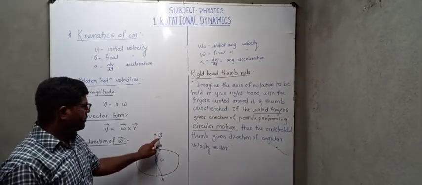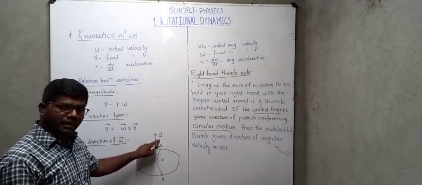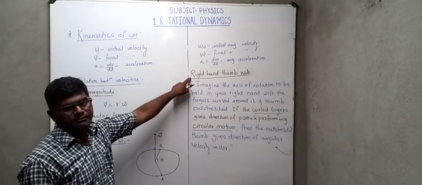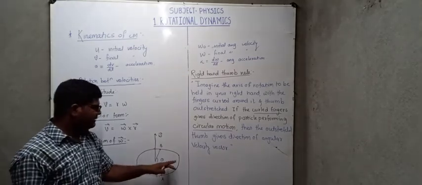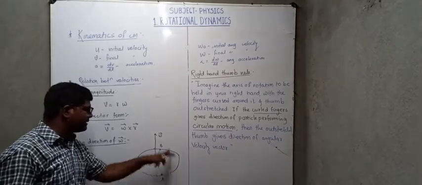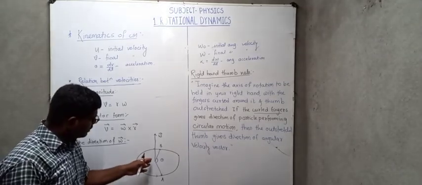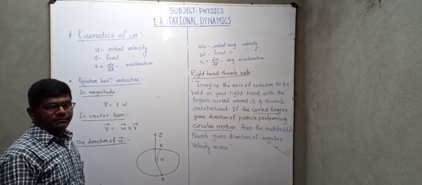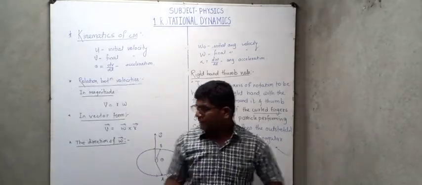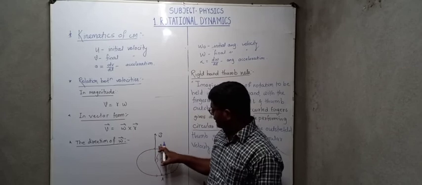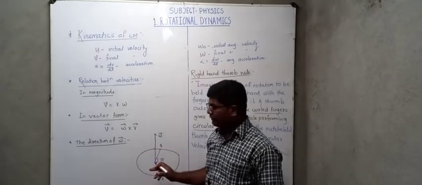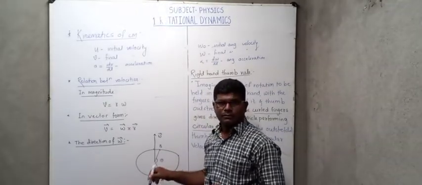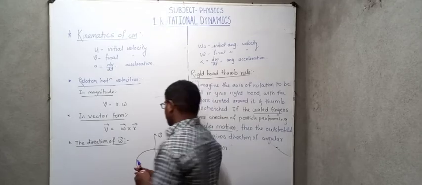Here the direction of angular velocity vector omega bar is given by the right hand thumb rule. If the particle is moving in anticlockwise direction, the direction of omega bar is vertically upward on the board. And if the particle performs circular motion in clockwise direction, at that time the direction of omega bar is vertically downward on the board.